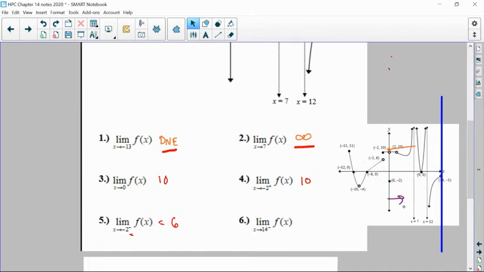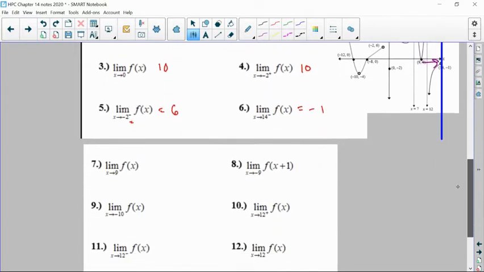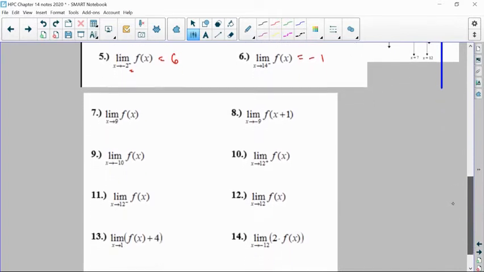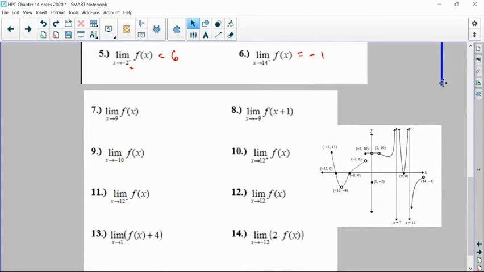So we're coming from the left, the y values are approaching -1. And it's just from the left, so I don't have to worry about the other side that's not defined. We get -1. Okay, now number 7 says, let's approach 9. So I'm going to drag this down so I can see my questions. Excellent. Okay, as x approaches 9.